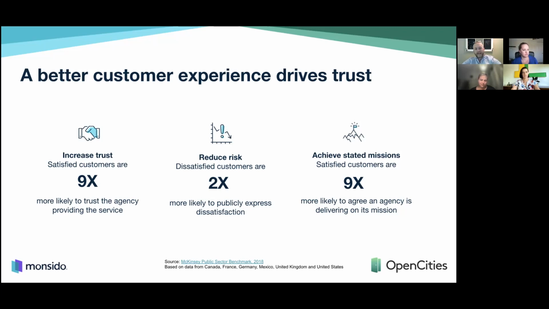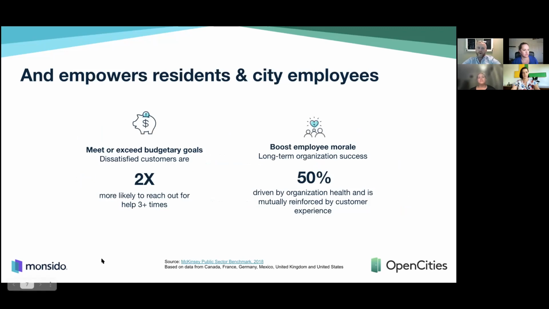If you want to jump to the next page, the other one I want to call out is that allowing people to self-service online helps you meet or exceed your budgetary goals. Dissatisfied customers, people who are looking to accomplish something and can't, for whatever reason, are likely to call, send emails, or maybe drive into city or county hall, taking all of you away from the 20 plus other hats that you wear. So it's harder for you to hit those goals.